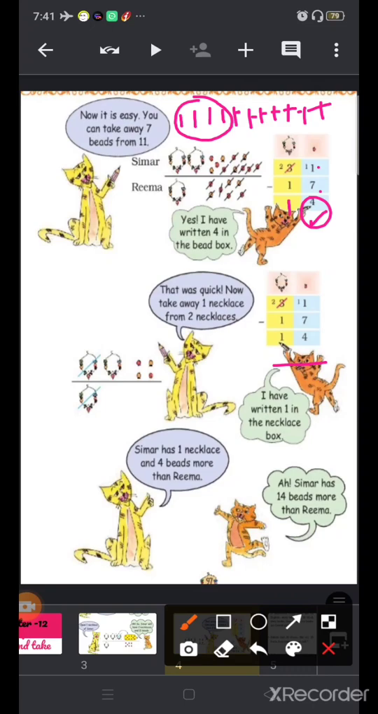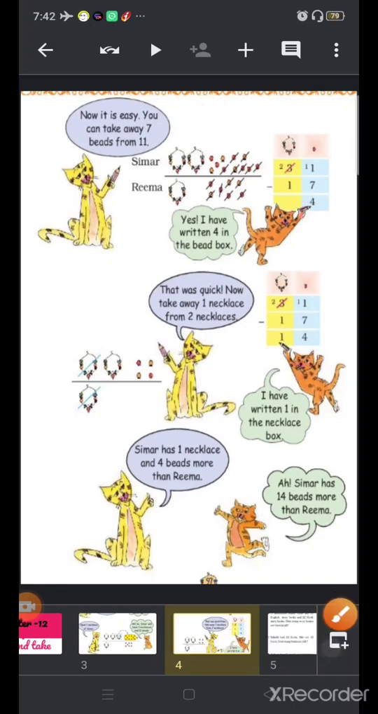Now take away 1 necklace from 2 necklaces. So Simar has 1 necklace and 4 beads more than Reema. This is the total number of beads Simar has more than Reema. So how many more beads does Simar have than Reema? It's 14 beads. Now let's move on to the next page.